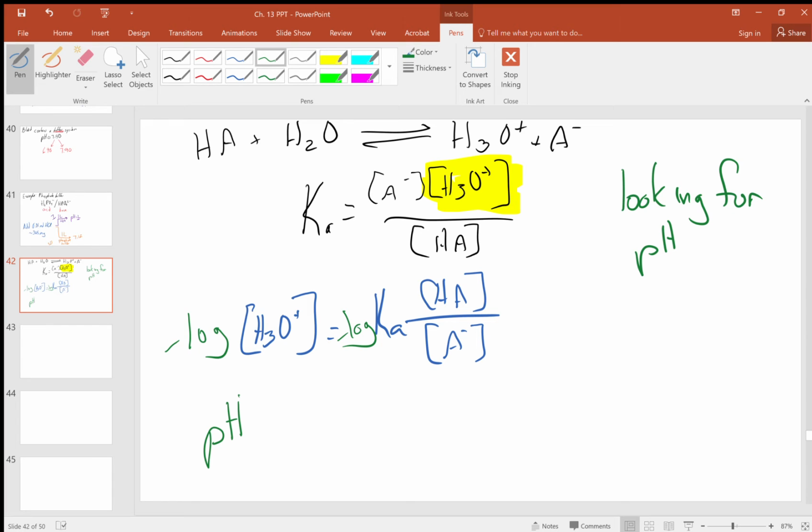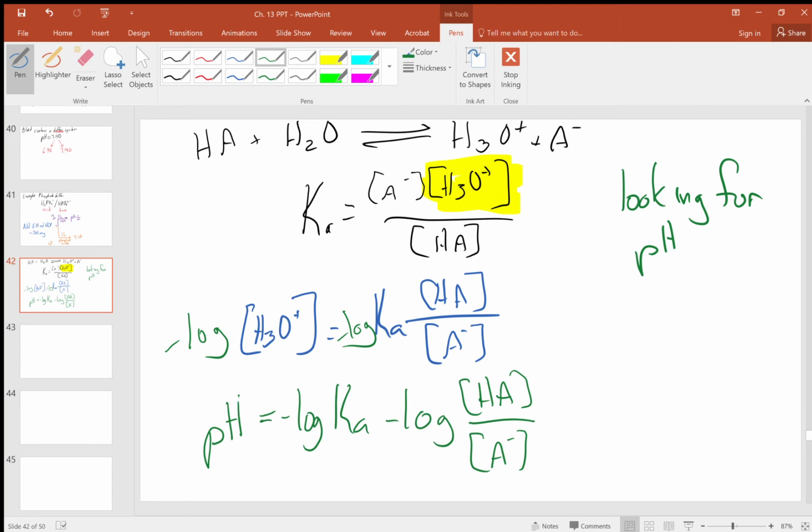On the other side, though, we can split up what's inside the log by adding them. So negative log of Ka minus log HA over A minus. But the negative log of Ka, that's just our pKa.